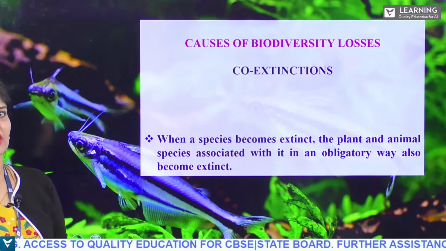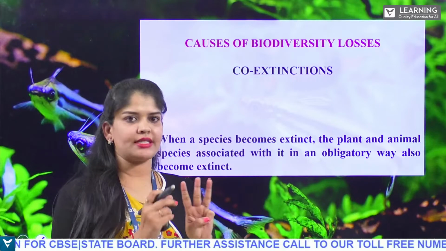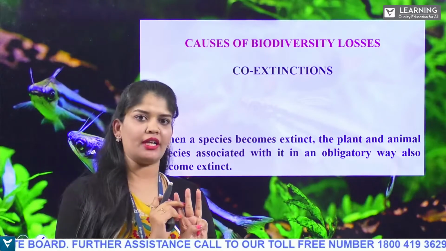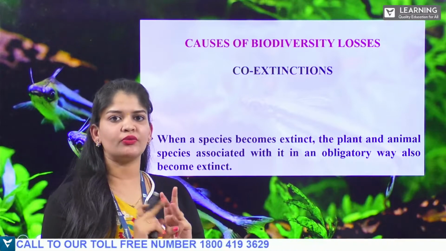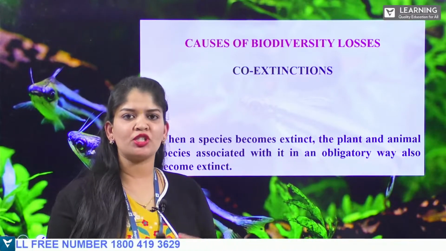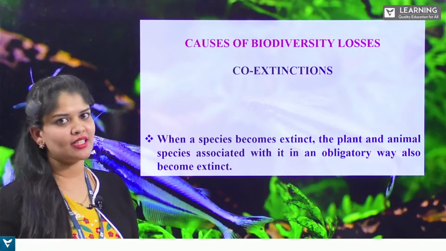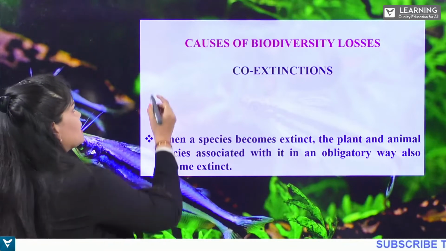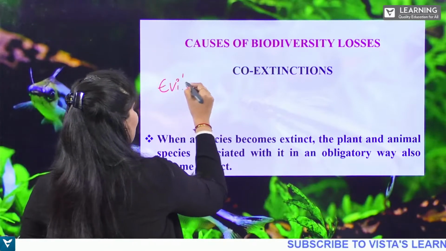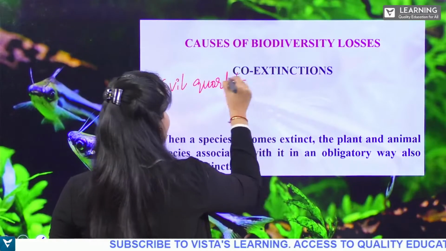Now, we have discussed the three major causes, starting with habitat loss and fragmentation, right? And over-exploitation. And the third one is alien species invasions, right? And the final cause that comes in the evil quartet, right? Quartet.